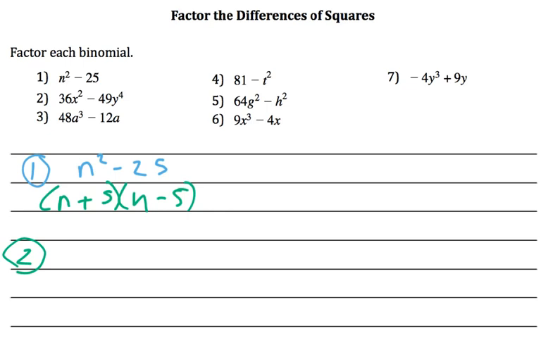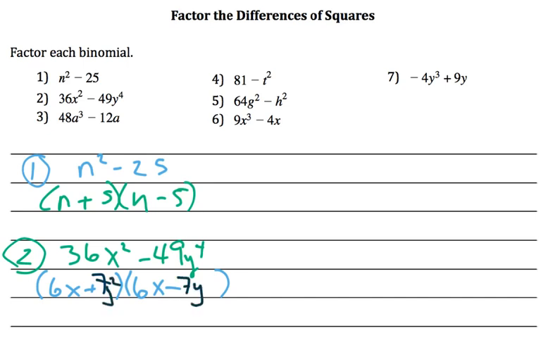Then we got 36x squared minus 49y to the 4th. So rewrite the problem. And even though it looks different and peculiar, you would know that a would be 6x. These are always going to be plus and minus. And then b would be 7y, not to the first degree, but squared. So here's 7y squared, 7y squared. Notice that all of these have minus signs. If they were plus signs, you couldn't factor them nicely for now.